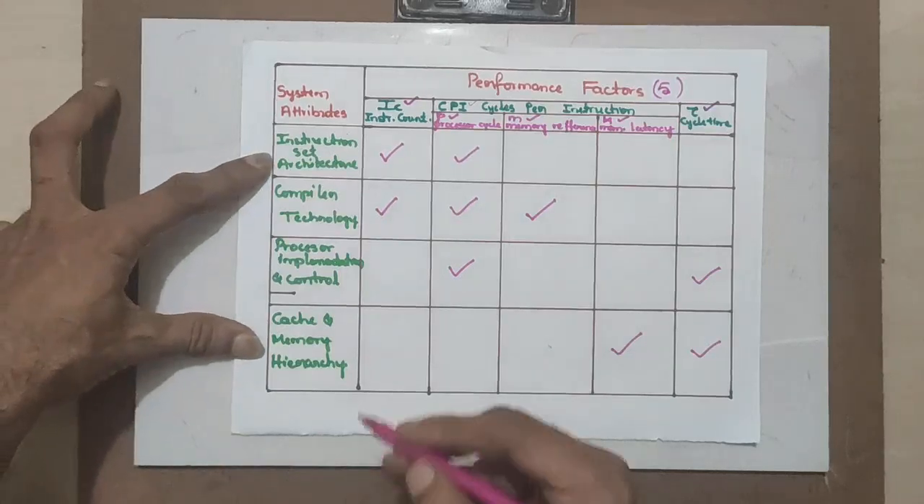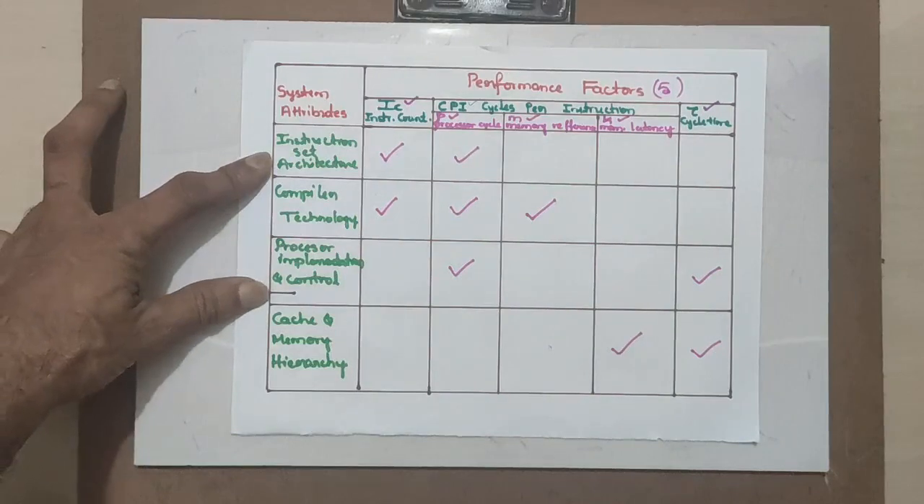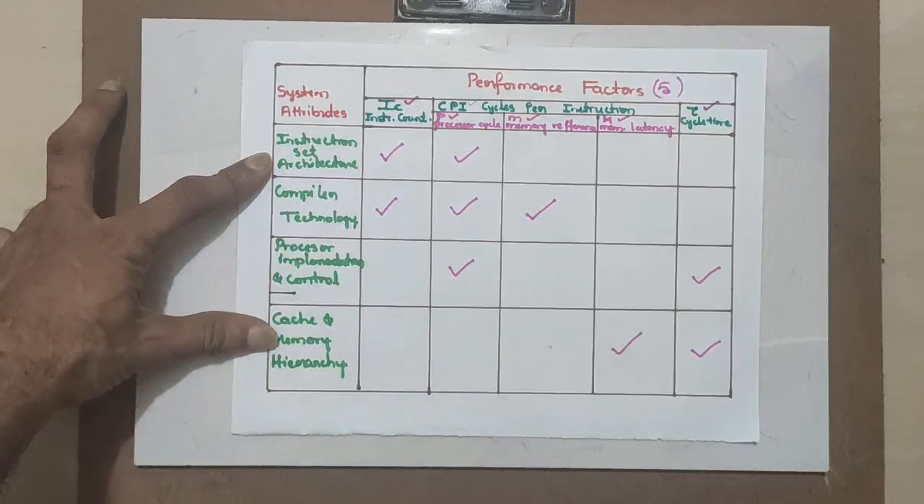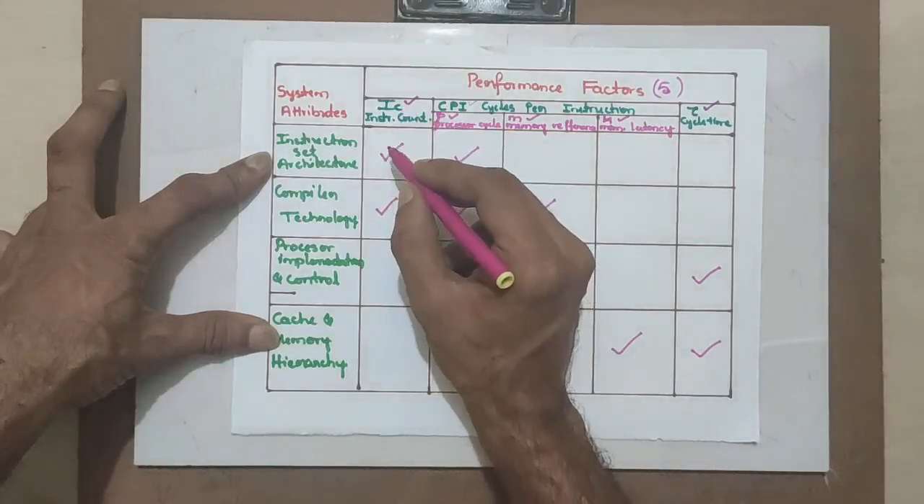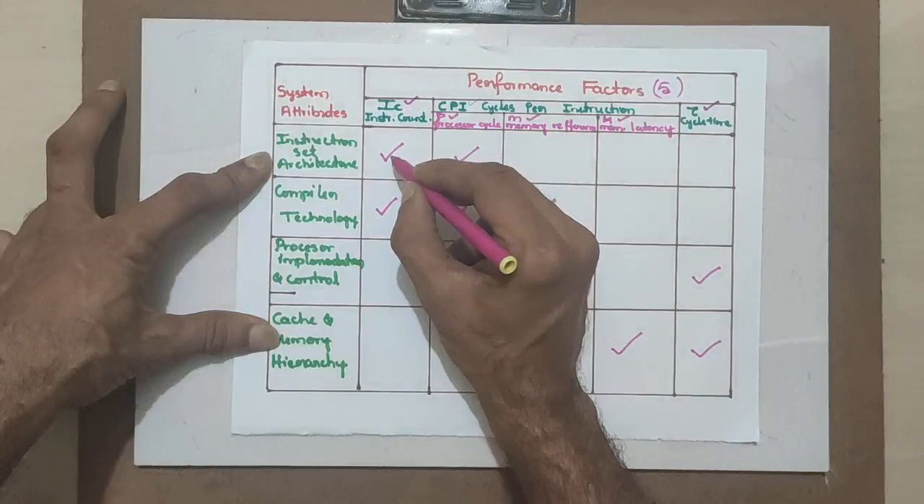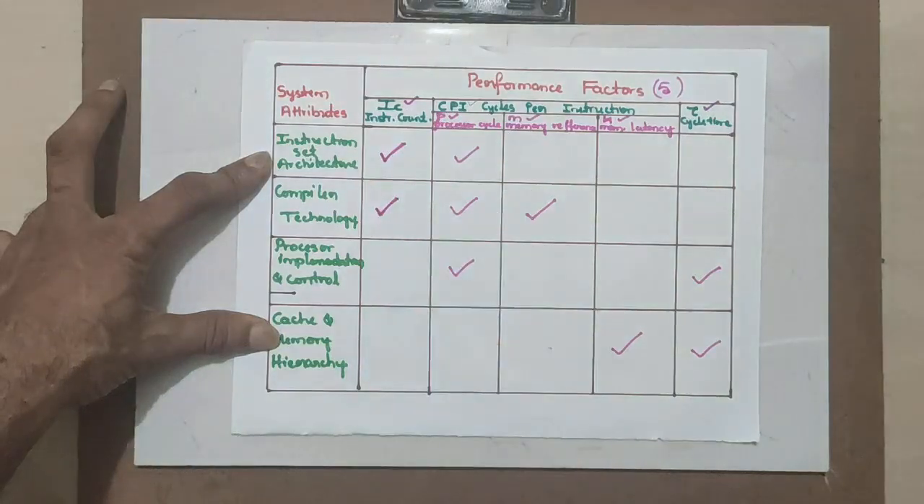First is instruction set architecture: how the instruction set architecture is, RISC, CISC, all those factors. Then what kind of compiler technology is there, and processor implementation and control. And the 4th one is memory, cache memory and hierarchy. On these 4 factors, the performance depends. First is instruction count. Obviously, the instruction count depends upon instruction set architecture as well as on compiler technology. These 2 factors control the instruction count.